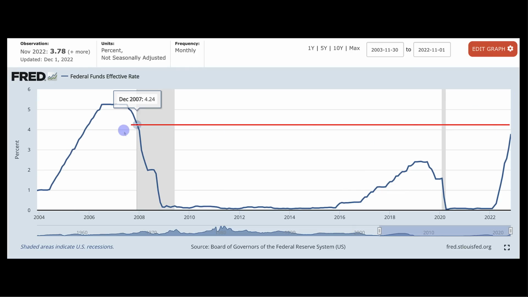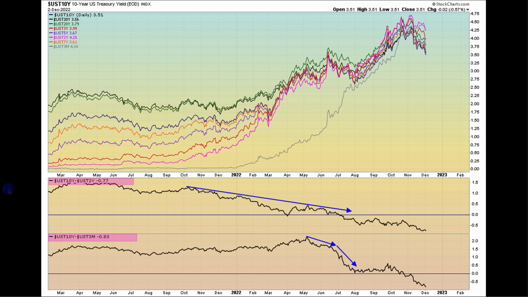Well, that would take us to levels that we haven't seen since December of 2007. Pretty interesting stuff. That was right around when we got this recession. And yes, we have a lot more debt. We have a lot larger balance sheet. So it's pretty crazy times if I do say so myself.